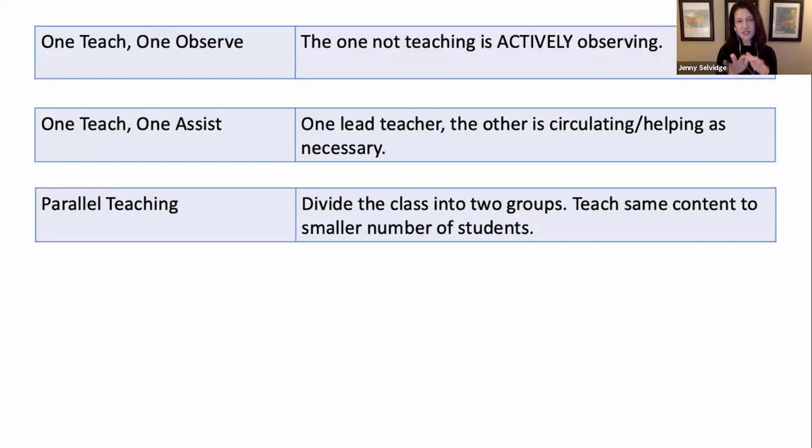So this is when you would divide the class into 2 groups, and each of you teach the same content to both groups. So the benefit here is that you're teaching to a smaller number of students. So instead of 40, you're each teaching to 20. Of course, you would need the space to do this.